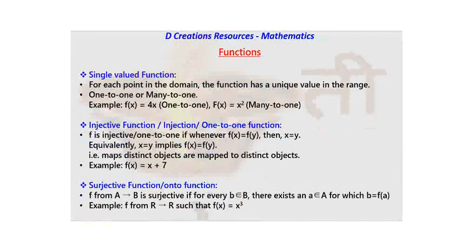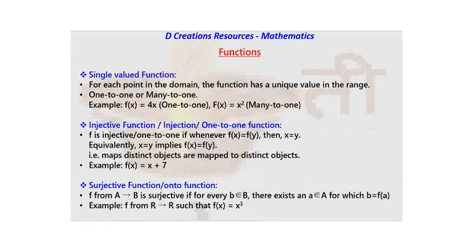Similarly, even if you take a negative value of x, say minus 3, its image will be minus 12. Again, it's unique. So there is a one-to-one correspondence. So there's a single value which is corresponding to an element in the domain.